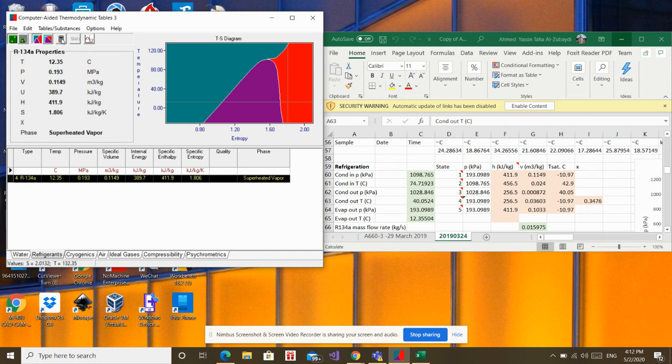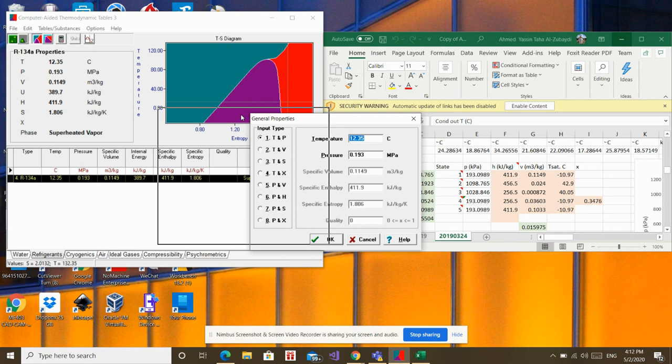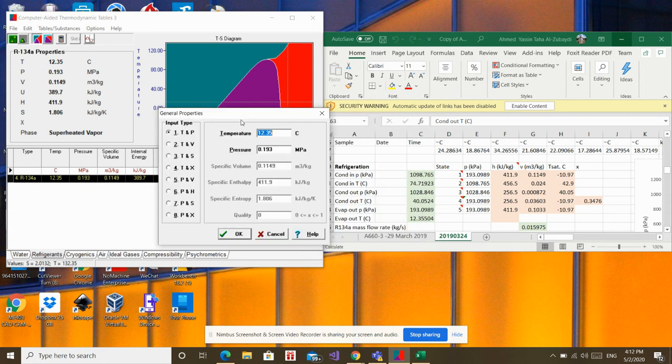Now again, to calculate the second point. The second point, as we mentioned earlier, is going to be the condenser inlet, or the compressor outlet, the same point. So in this case, this will be the condenser inlet and the compressor outlet. Temperature is going to be 74.72. Now the pressure is going to be 1098.7. So this will be 1.09 if we change it to megapascal.